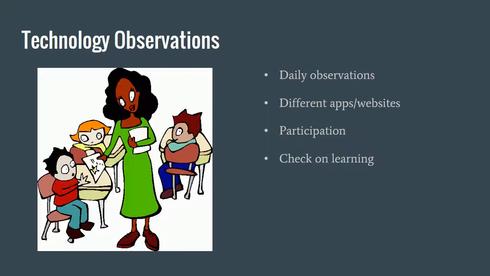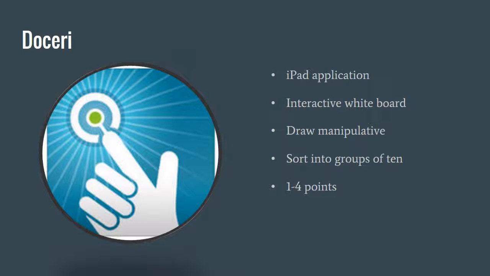The sixth assessment will be based on the student's use of Doceri. Doceri is an application for iPad that is an interactive whiteboard. Using Doceri, the students will draw pictures of any type of manipulative that they like. They will need to draw 120 objects and separate them into groups of 10. This will help the teacher understand the student's ability of counting by 10. The students can receive up to 4 points on this assessment.